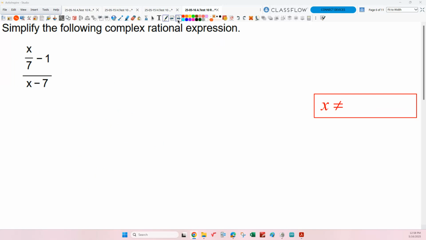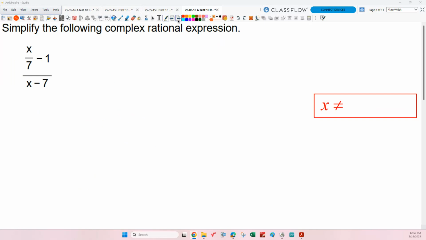What is this asking us to do? Simplify a complex rational expression. And what's a complex rational expression or fraction? A fraction inside of a fraction, pretty much.